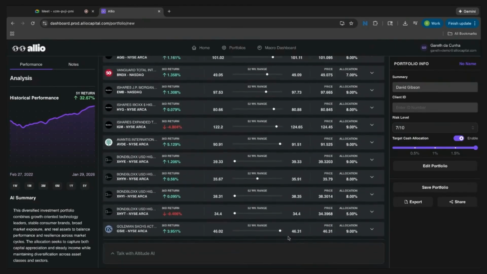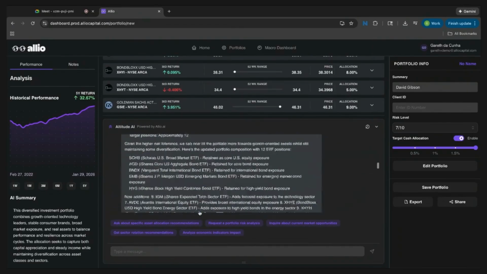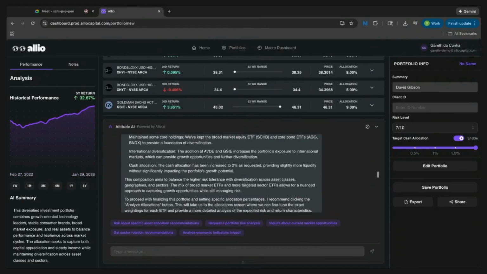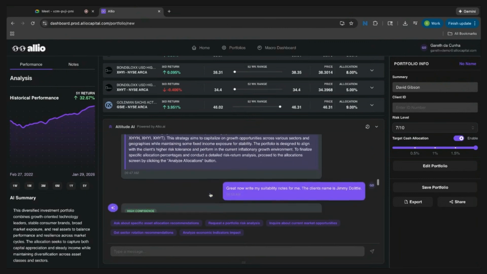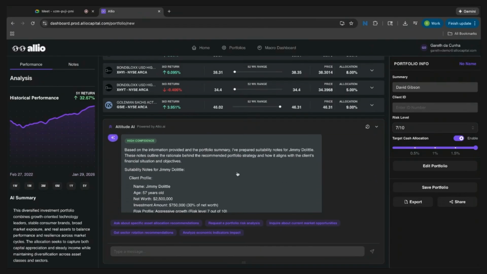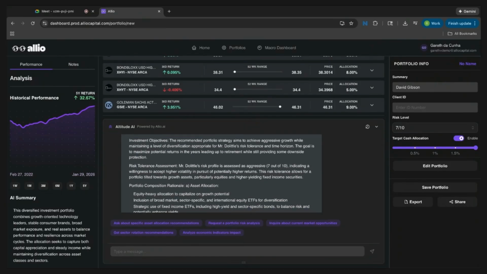After it built this portfolio for me and did all the justification, I'm pretty happy with it as a wealth advisor. I say, yeah, this is the portfolio I want. I can put in as many additional prompts as I want, so I really get it to exactly what I want it to be. Once it's done with that, I say, okay, great, now write my suitability notes for me. The client's name is Jimmy Doolittle, just as a dummy name. And it writes the suitability notes that I can then copy and paste over into my CRM.